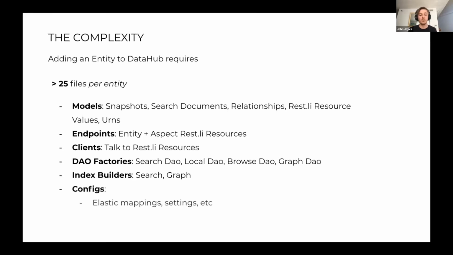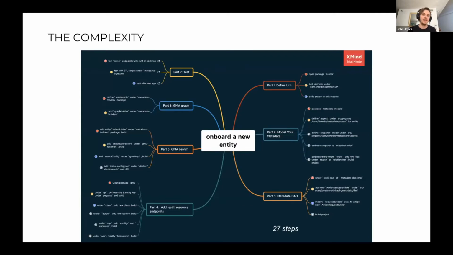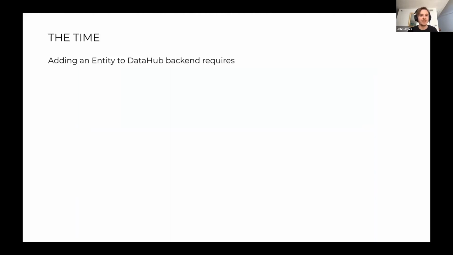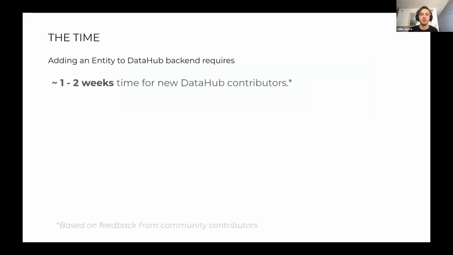And then we have some configurations like the elastic mappings JSON file, the settings JSON file, et cetera. And that's kind of what composes that 25 files per entity. So again, very difficult. And this is a visual representation of how complex adding an entity really is. This is the actual onboarding a new entity guide doc visualization. So you can see 27 steps listed here in 7 different subcategories. It's just very difficult. And because of all of that complexity, it takes a long time to actually add entities.